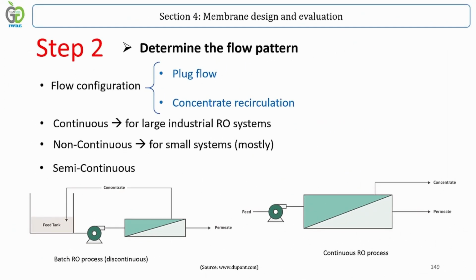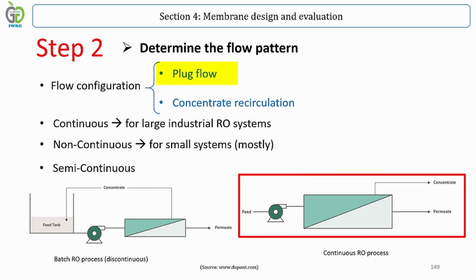Step 2. Determine the flow pattern. The standard flow configuration for a membrane system is the plug flow. In a plug flow system, the feed volume is passed once through the system. A certain fraction of the feed passes through the membrane to produce permeate. The feed is gradually concentrated and exits the system at a higher concentration.